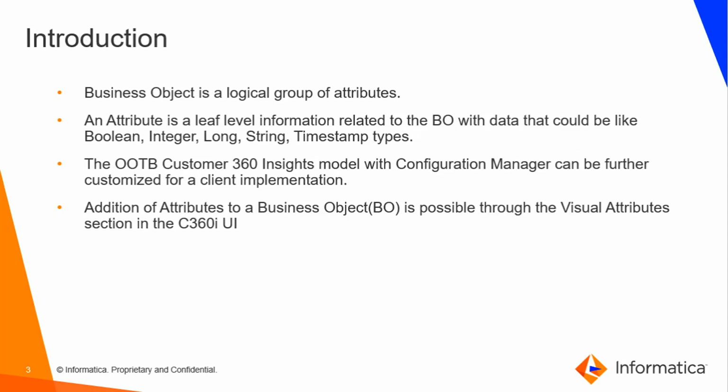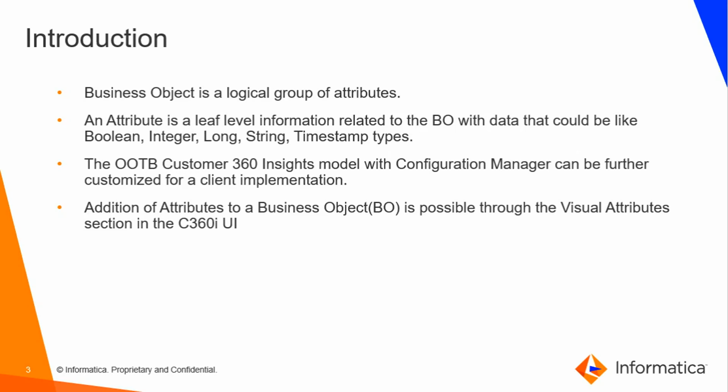In the introduction part, I'll be telling you what a business object is. Basically, a business object is a group of attributes which are tagged to it. For example, there could be a person business object having attributes such as first name, last name, family name, middle name, height, etc.